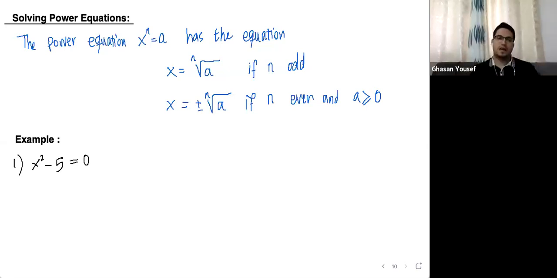First of all, is it a power equation? I mean, can I write it of the form x to the power n equal a for any integer n? Yes or no? Is it a power equation?